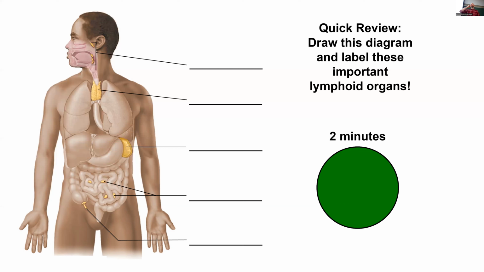Where do those lymphocytes mature? Hold on, Dan. Well, actually, let me back up. Where are all lymphocytes created? In the red marrow of the bone. Good. And then where do they go to mature?